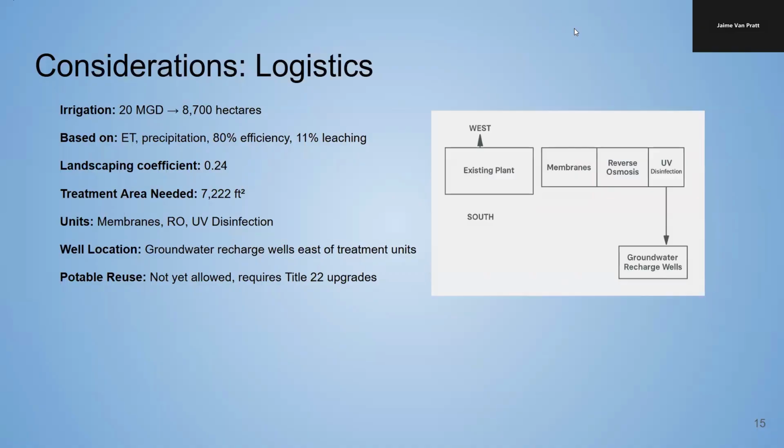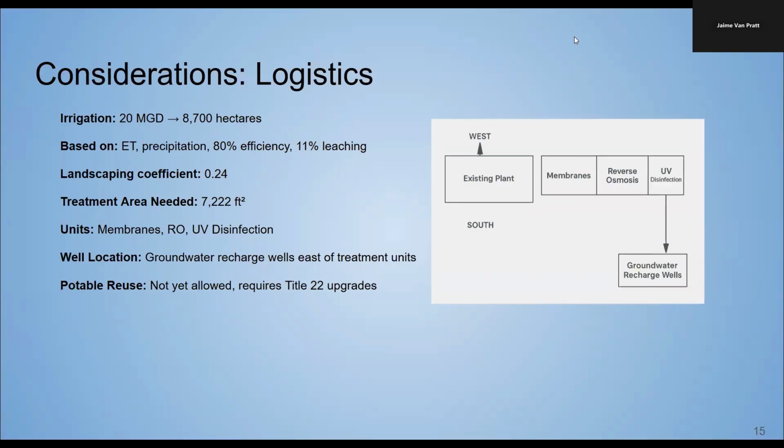irrigated annually. For the Tijuana Water Reuse Project, we are using up to 20 million gallons per day of recycled water to irrigate around 8,700 hectares of urban and green areas. We calculated irrigation needs using evapotranspiration rates, local precipitation, an 80% irrigation efficiency and an 11% leaching requirement. The landscape coefficient was 0.24 based on plant type, density, and microclimate.